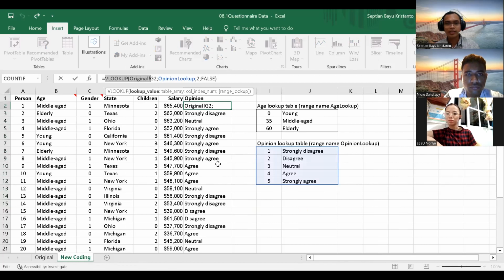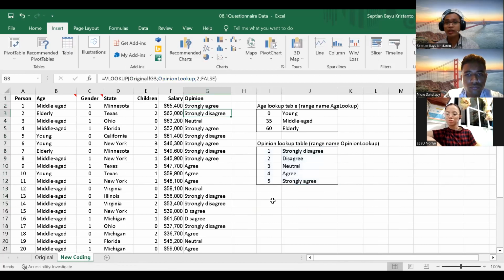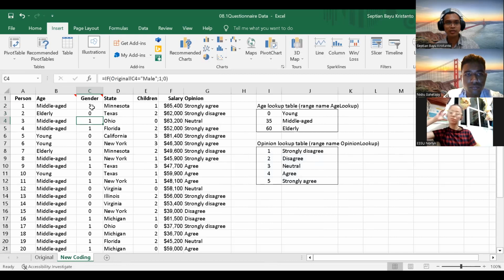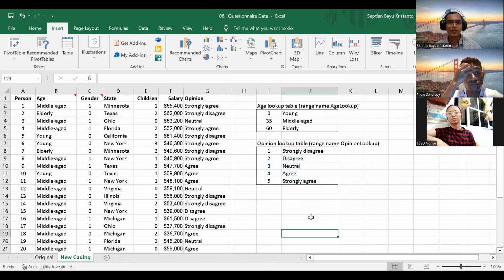So you can change the number into text, or in a different way, the text to the number. If it is male or female, we can change it to the number 1 and 0, 1 and 0, like this one. And then you can present with your specific data, like this one.